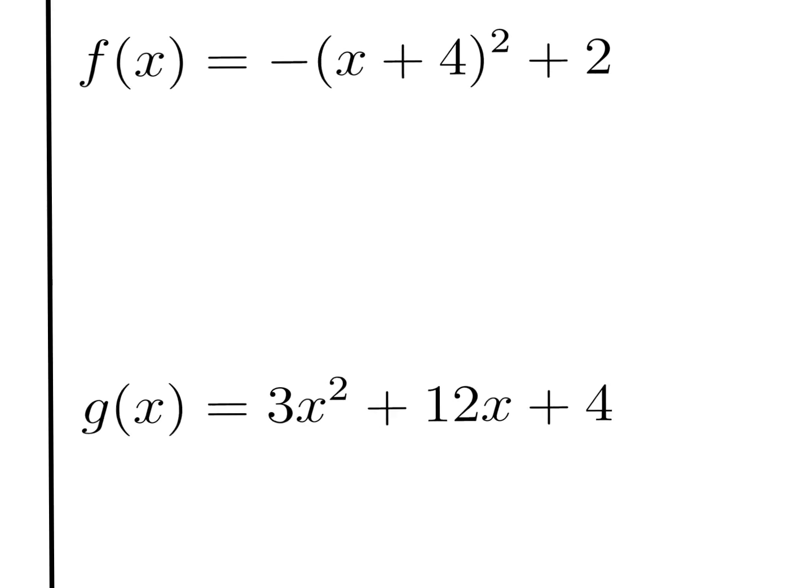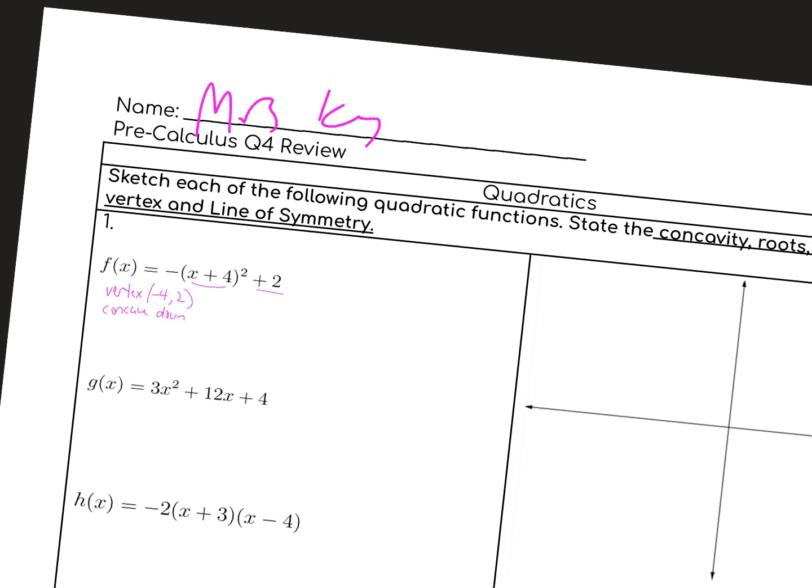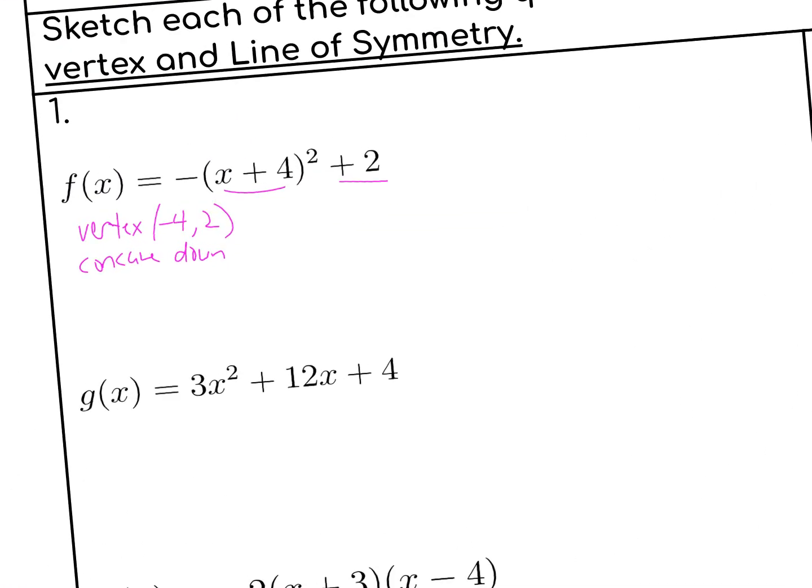This is in vertex form, so the vertex I can identify right away. The vertex is at -4, because that's what makes the inside 0, and then 2, because that's the vertical shift. The concavity is concave down. Down. That's not how you spell down. Silly me. What else do they need? Roots, line of symmetry, y-intercept.